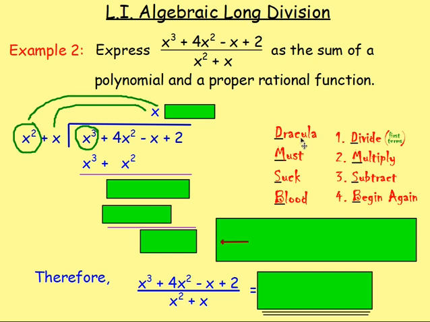From there, Dracula must suck. S for subtract. So draw a line. Every couple of lines you will draw a line and you'll subtract. So x cubed take away x cubed gives you 0x cubed. You should always get 0 when you subtract those first terms there. If you don't, you've made a mistake somewhere.